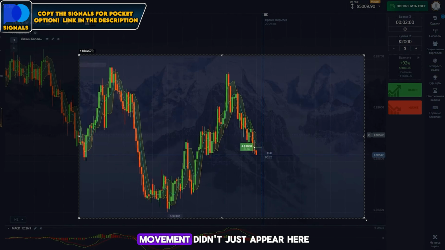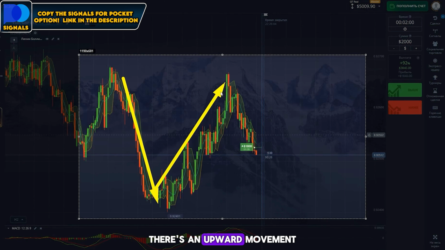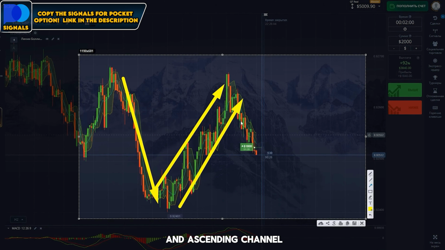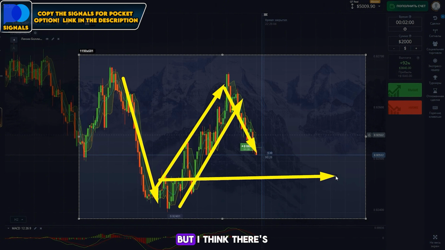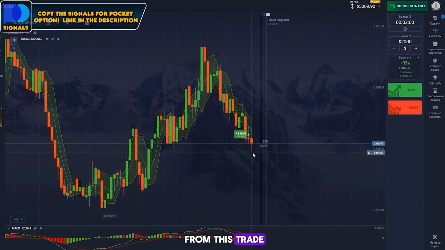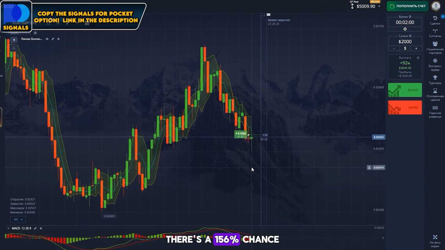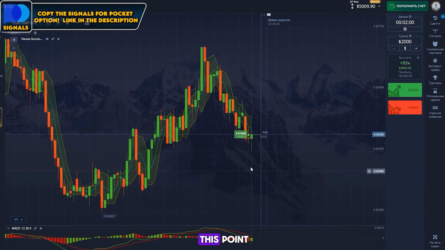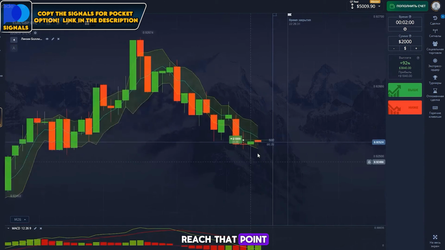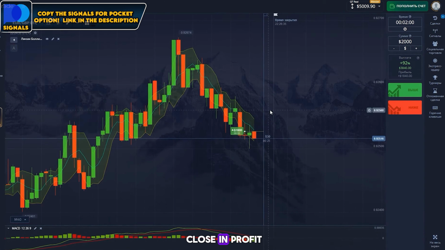I told you this movement didn't just appear here. There's an upward movement, an ascending channel. It can work its way up to this area, but I think there's still an impulse right now. And here, we clearly place our bet. Either it might come from this trade, we clearly place it a bit lower, even in this area. From here, there's a 156% chance that the price will bounce back, even if it reaches this point. And maybe it won't reach that point, and the trade will close in profit.